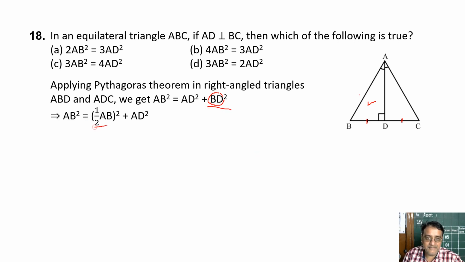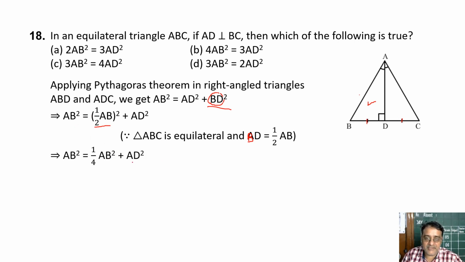Any doubt in this one? No, sir. Actually half of BC है और BC और AB दोनों equal है, so I can write AB. So this will become 1 by 4 AB square. Okay. ABC is an equilateral triangle and BD, not AD, BD is equals to half of AB. Okay, fine. So AB square is equals to 1 upon 4 AB square plus AD square.